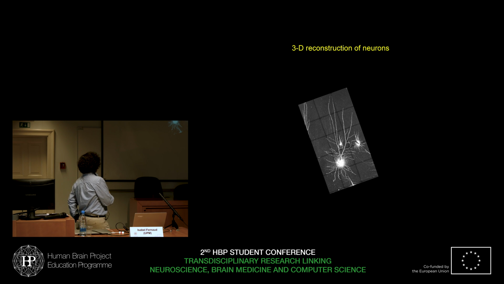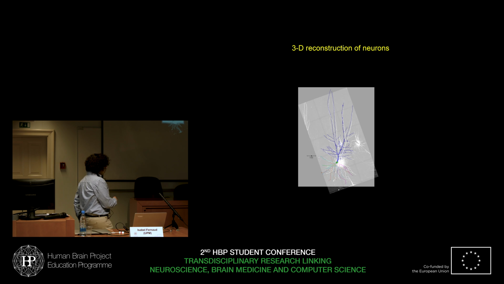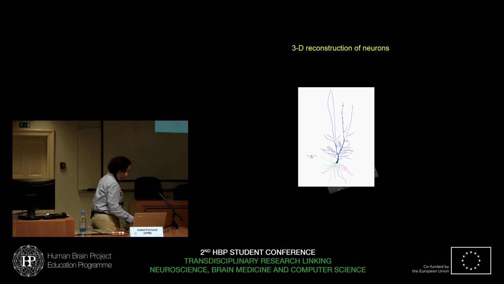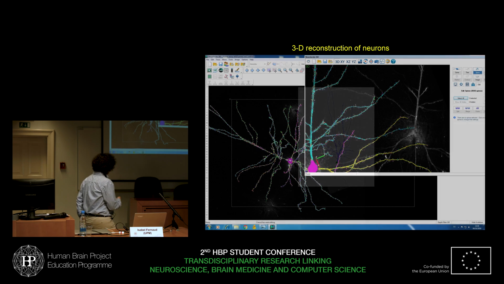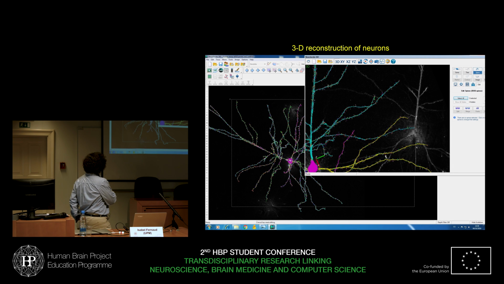How do we do the reconstructions? We have a method. This is an image of a maximum intensity projection of a neuron taken with confocal. So this is the sum of the whole stack of images. And we have software that allows a perfect reconstruction of the neuron in 3D. This tool is called Neurolucida.